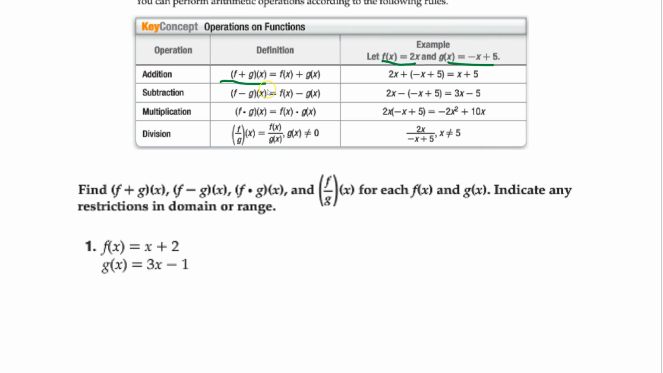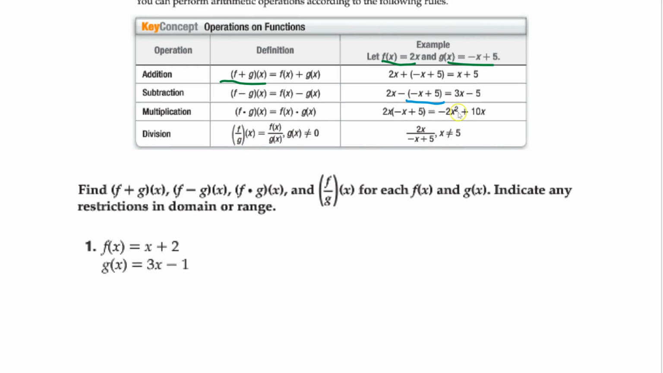Subtraction is the same thing, right? So if you see f minus g of x, it's f of x minus g of x. And this one you want to make sure you put parentheses. You just subtract them. This is the multiplication symbol, so you just multiply the two functions. And then this is the division symbol, f over g of x. This means, hey, divide the two functions.